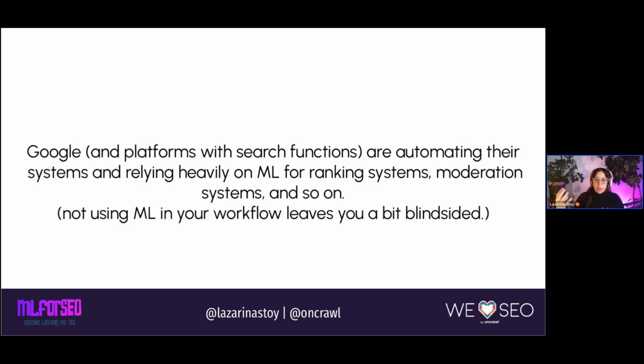Because we all know now, Google, and not only Google, but other platforms like social media platforms with search functions, I'm talking TikTok, I'm talking YouTube, are automating their systems and relying heavily on machine learning for ranking content, for moderating content, for tagging the chapters in your videos and whatever. Not using the same machine learning models that they're using to complete these tasks is definitely leaving you blindsided, in my personal opinion, when it comes to understanding the text, the videos, the content that you are working with. Because yes, absolutely, we should be optimizing for users first, but we should also not leave ourselves blindsided about whether the bots, the machines that are processing this text, are actually understanding the content itself.